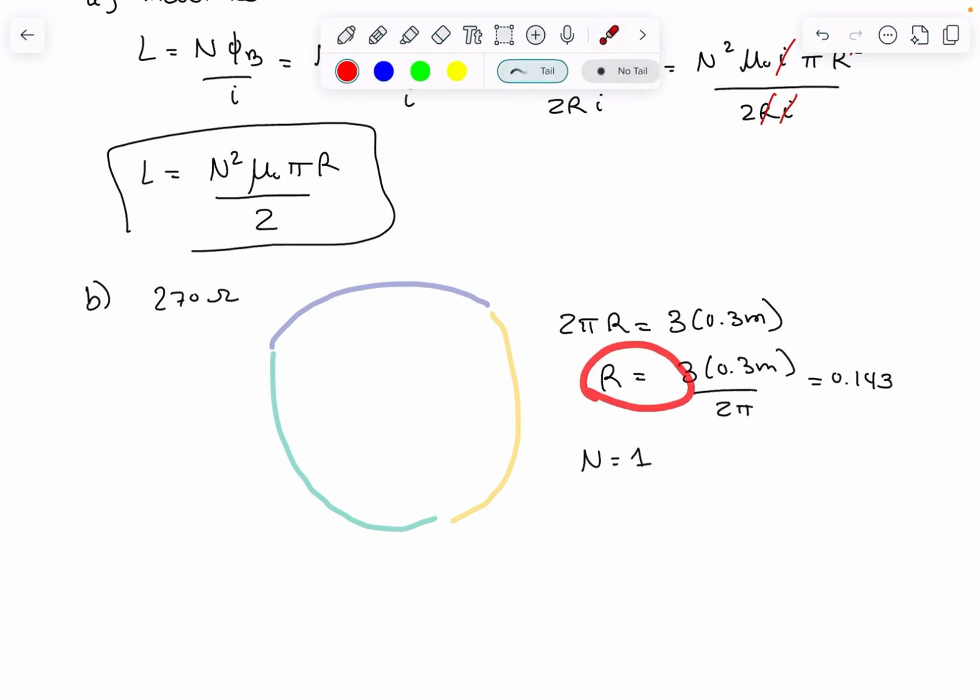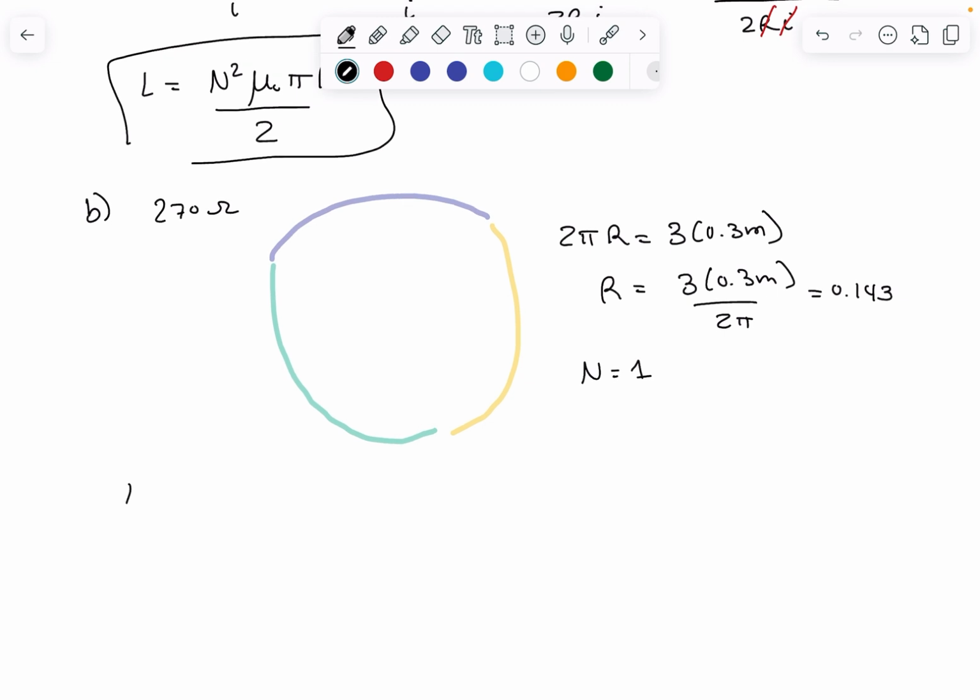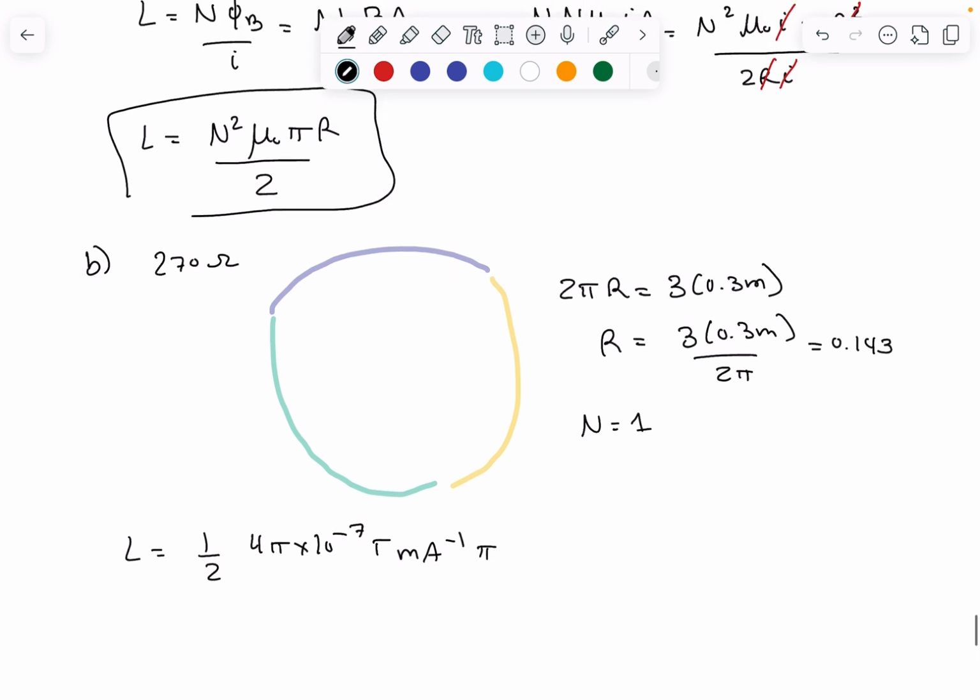So then we can take this and plug it into our equation for the inductance, and from here we actually get a number. So I have L is equal to 1/2, n is equal to 1, mu naught is just 4 times pi times 10 to the negative 7 Tesla meters per amp, and then we multiply that by pi times r, the radius, so 0.143 meters, and that is going to give me 2.83 times 10 to the negative 7 Henry. Order of magnitude, so about 10 to the negative 7 Henries.